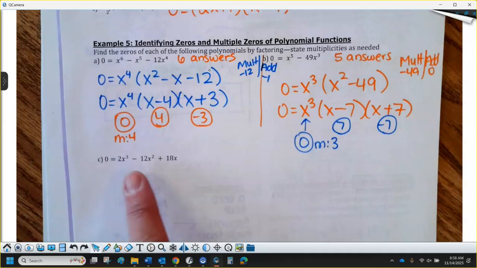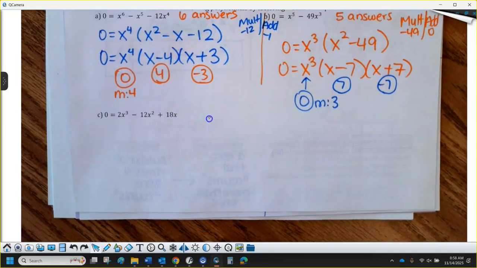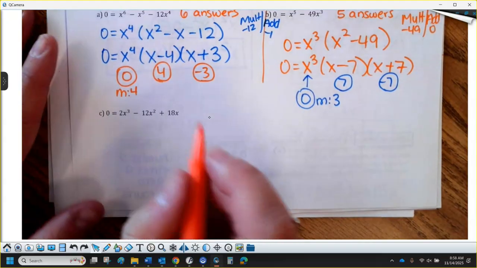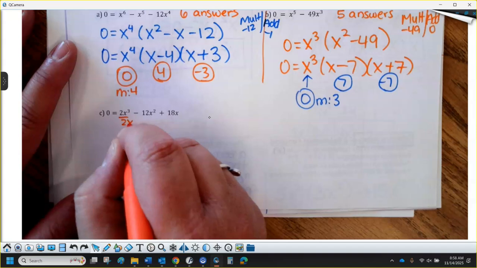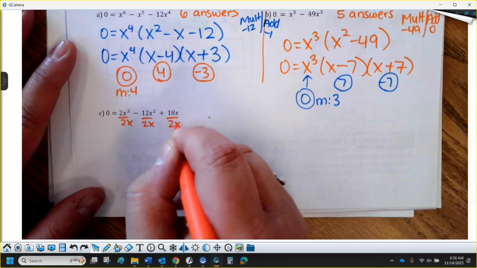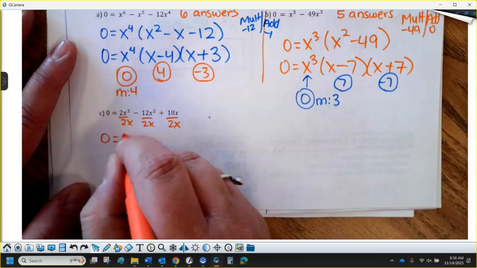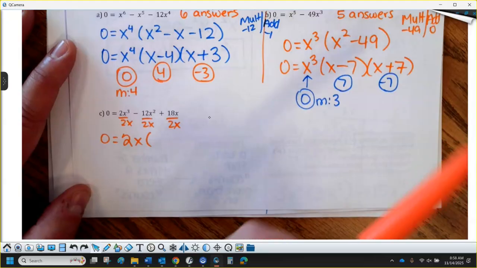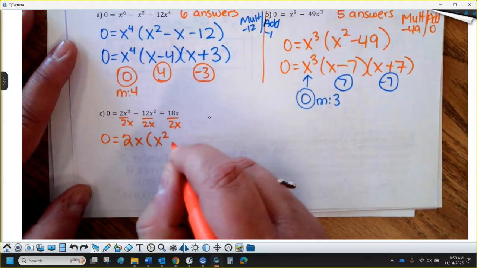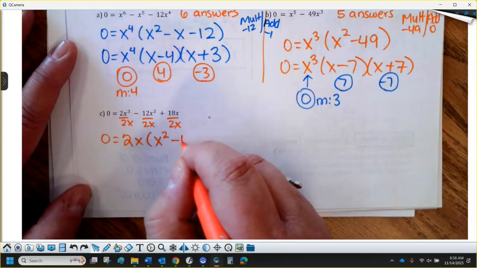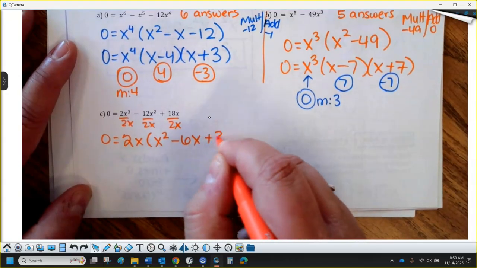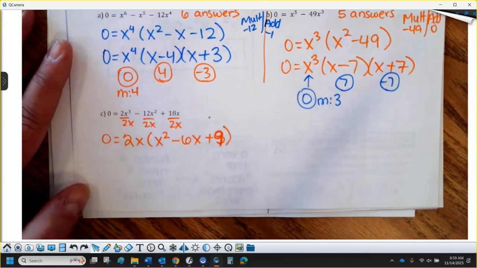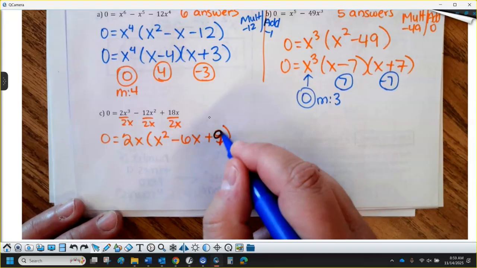What do 2x to the third, 12x squared, and 18x all have in common? X at least, anything else? 2. All right, so I'm going to take a 2x out in front of each one of these. All that's going to do, I'm going to divide the coefficient by 2, and I'm going to take 1 away from the exponent. So this first term will just be x squared. The next one would be negative 6x, and then the last one will be 9. The x's cancel out. I apologize.